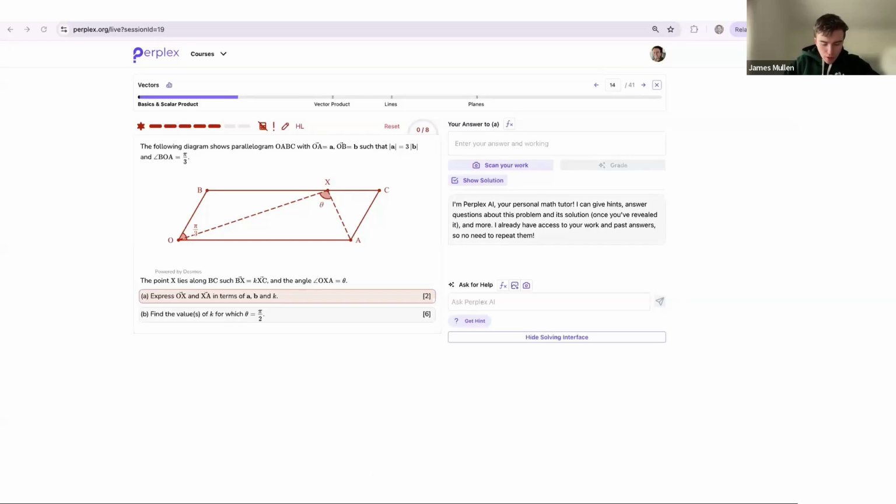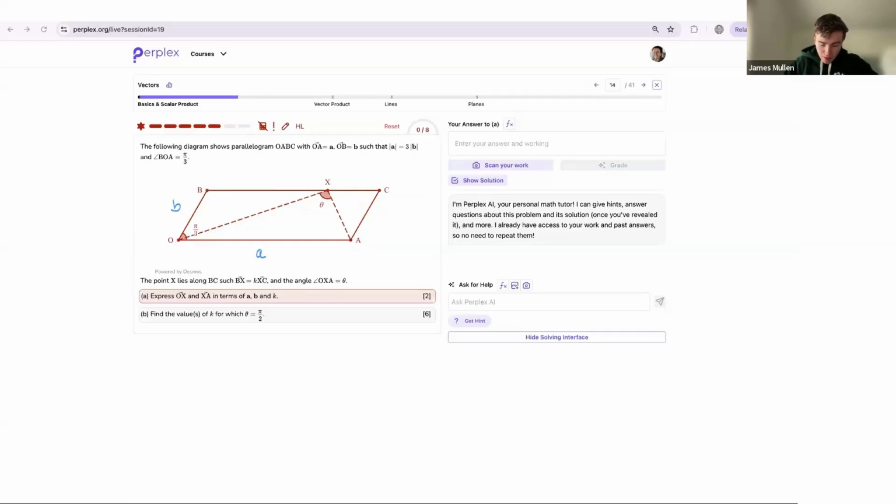So I have a parallelogram OABC, where OA, I'm told, is a, and OB is b, such that a is 3 times the length of b, okay? And I'm also told that BOA, this angle here, is pi over 3. And we want to find, in part A, an expression for OX and XA, where X is some point that lies along BC, and we're told it is such that BX is equal to k times XC. So this length here is k times longer than this length here, all right? So k is the ratio, if you will, of the length BX to XC.